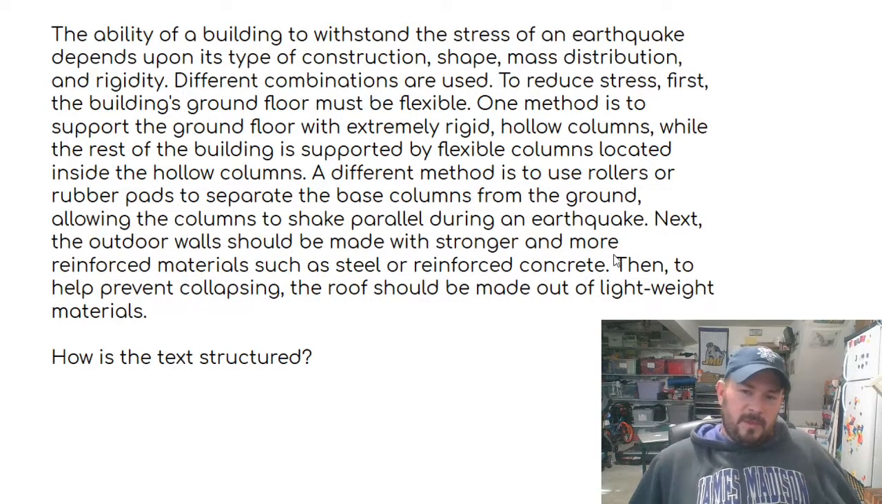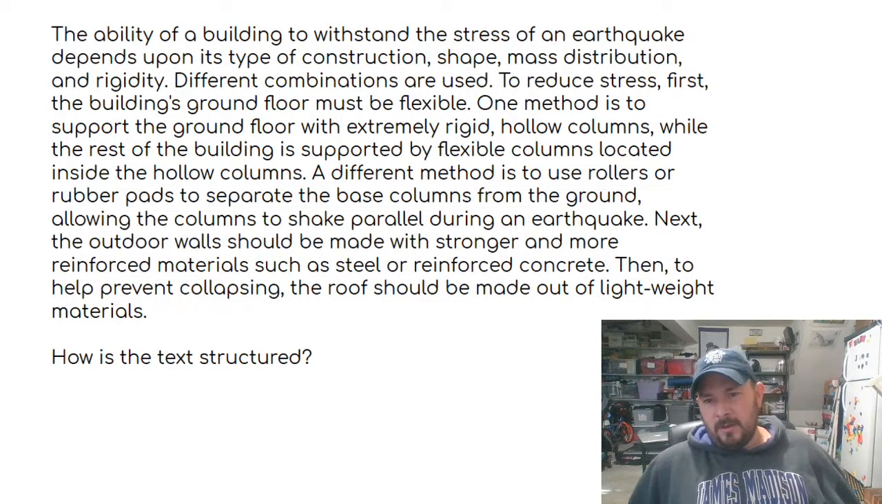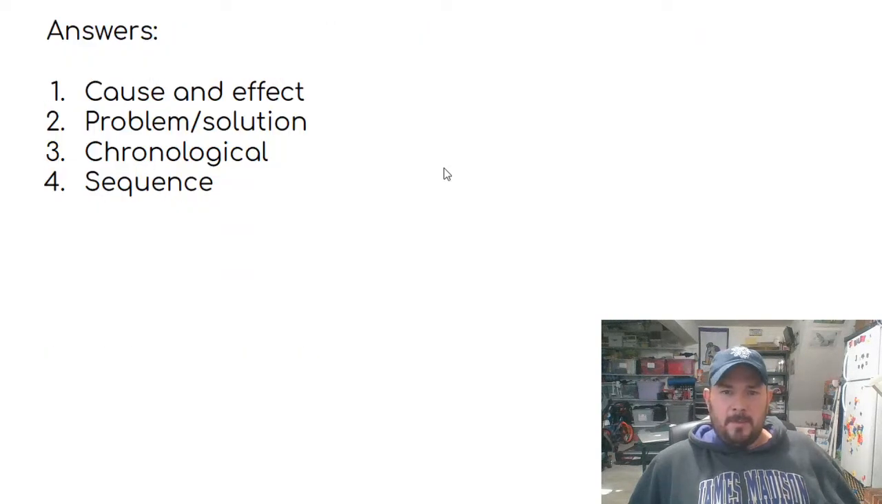So the difference, if you think about the root word, chrono means time. So chronological, it's going to be time based or date based or like when the specific things happen. And sequence is just telling you the right order to do things, if that makes sense. All right, so just to recap, our right answers were cause and effect, then problem solution, then chronological, then sequence.